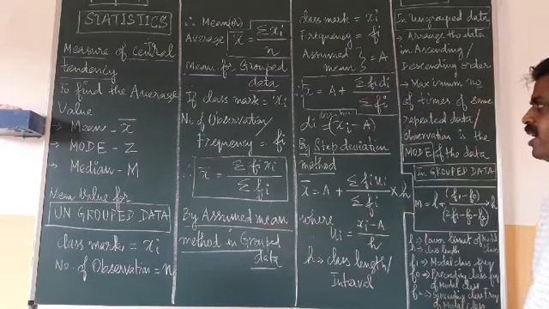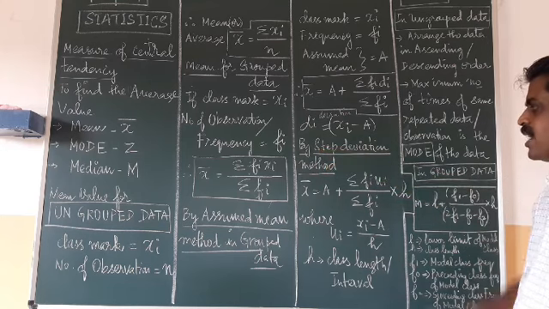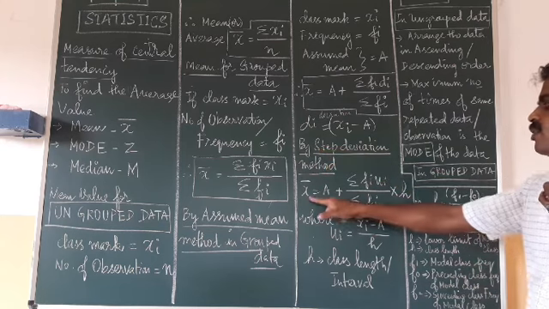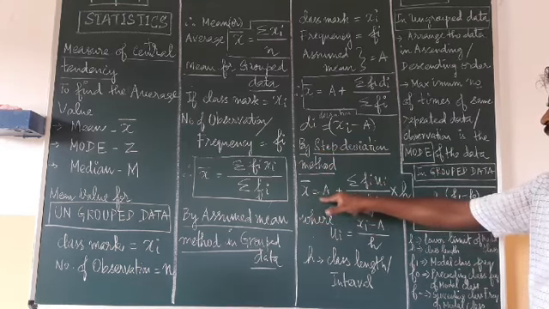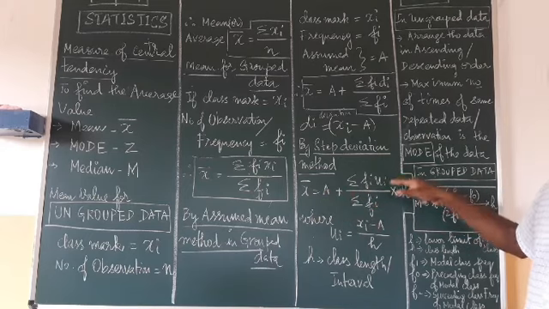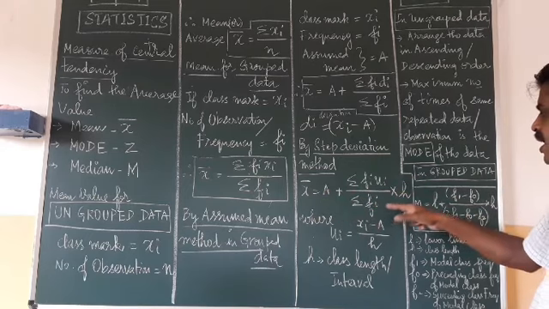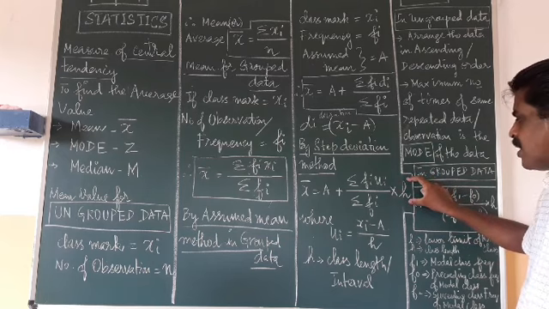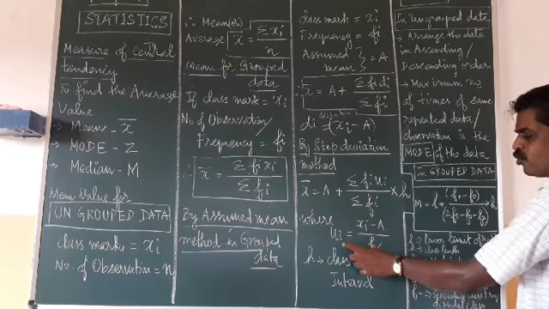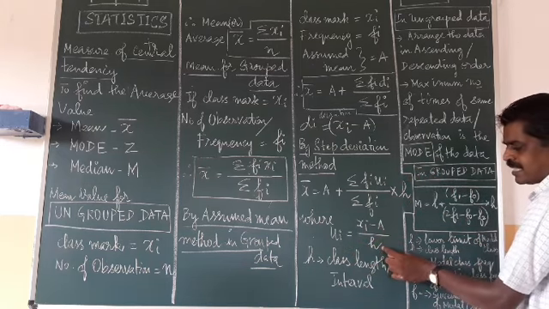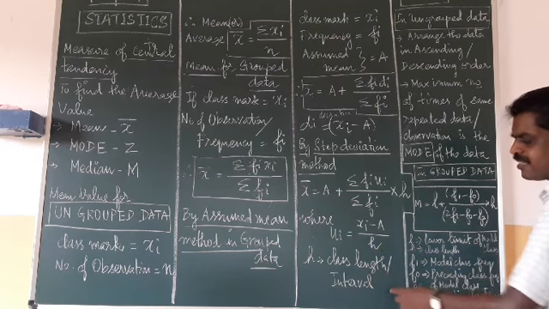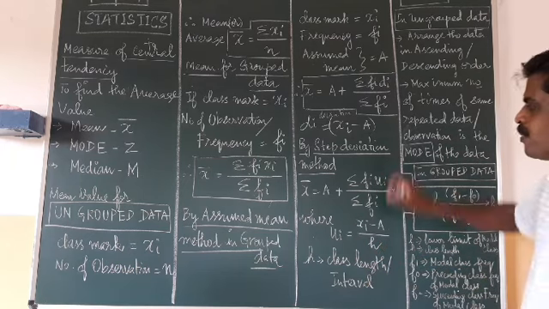Assumed mean method. The last method to find the mean value is the step deviation method, where your formula is x bar equals a plus sigma fi ui upon sigma fi, into h. Class interval will come into the picture, where ui is xi minus a upon h, and h is the class length of the class interval. When you are doing problems you will understand.